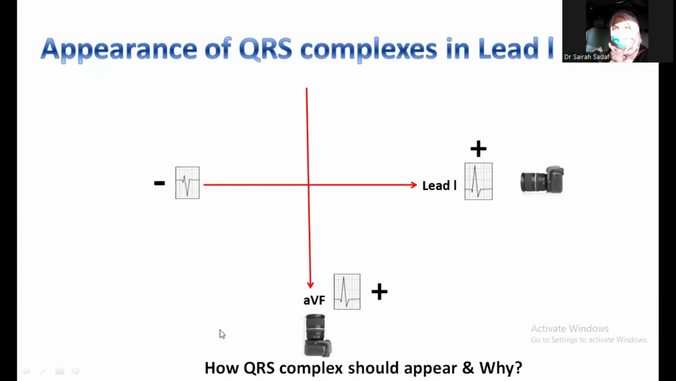Same goes for the inferior lead. When the electrode detects something wrong with the electrical activity in the inferior part of the heart, or the myocardium, more precisely, it will detect that the electrical activity is moving away from it. It's going somewhere else. It's not coming down. We will have a negative deflection.